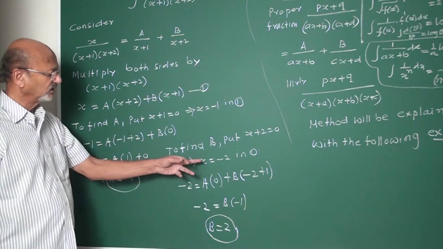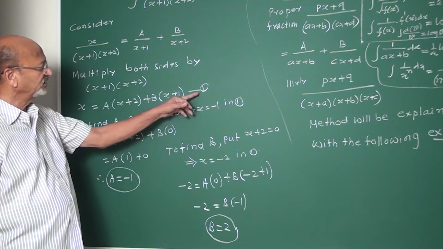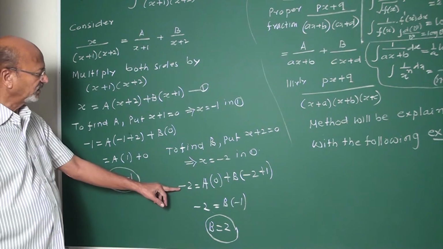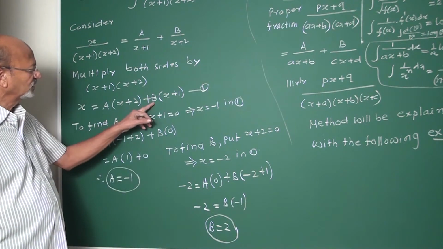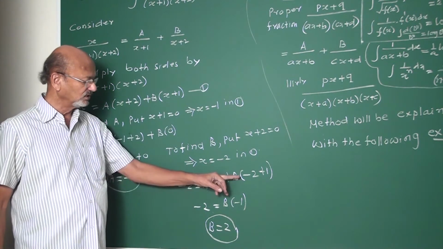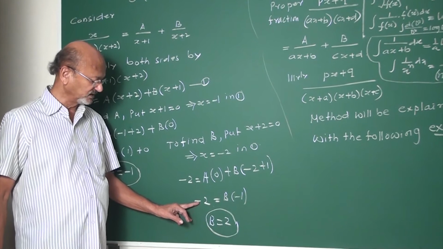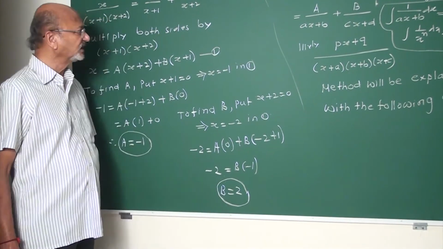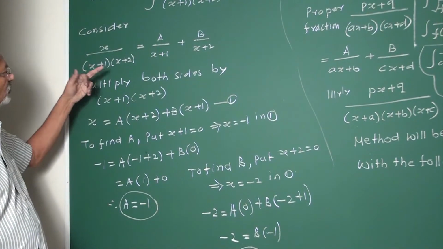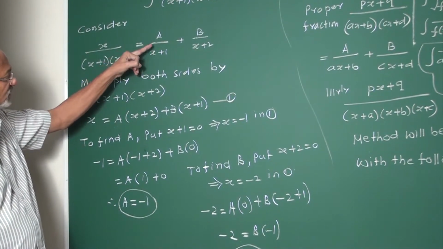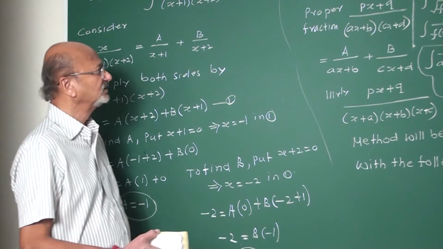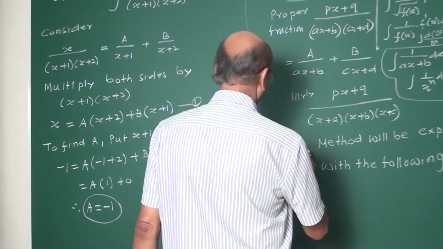Similarly, to find b, put the coefficient equal to 0. With the help of this, you get the value of x is minus 2. This minus 2 you are substituting in equation 1. a into 0 plus b into minus 2 plus 1, minus 1. Minus 1 minus 1 cancels, gives the value of b is 2. Then you have to put the values of a and b here. Therefore, x upon this equals a, minus 1 upon this, plus b, 2 upon this, my friends.